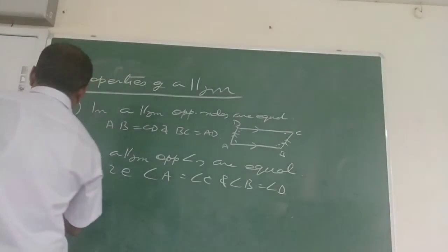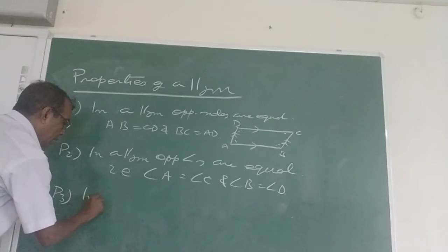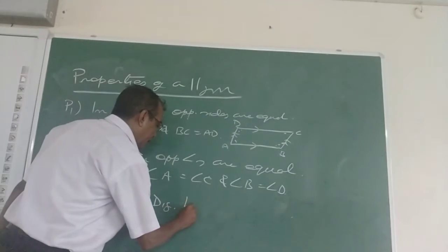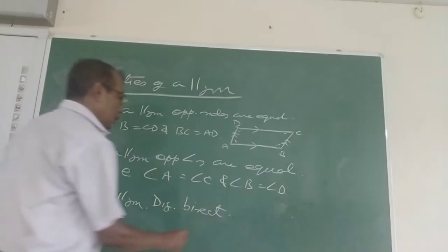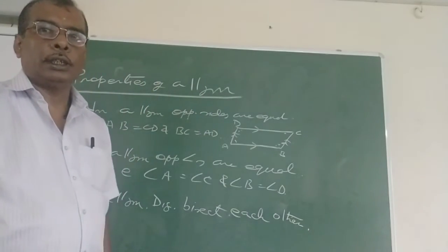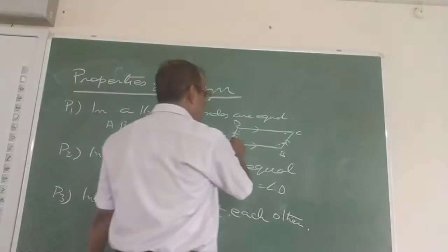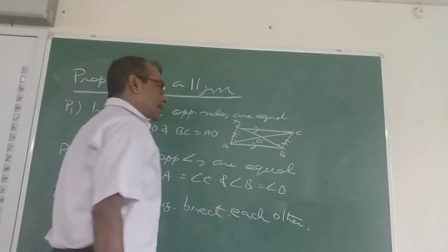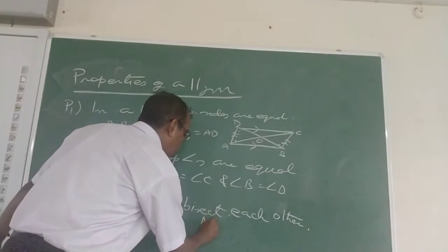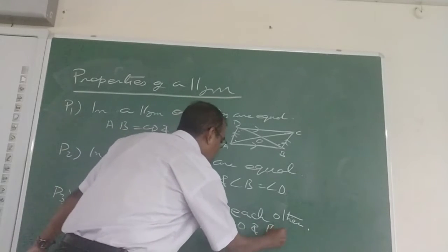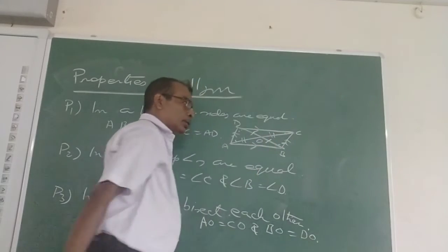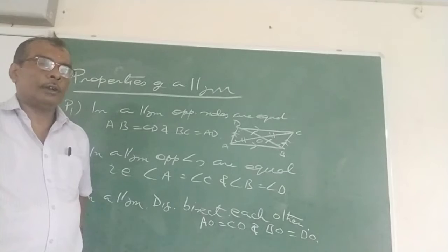Now property number 3. In a parallelogram, diagonals bisect each other. Suppose this is a parallelogram, definitely it is a parallelogram, in which AC and BD are the diagonals and they intersect at the point O. Then quite naturally you can say that AO will be equal to CO and BO will be equal to DO. So this is actually the properties of a parallelogram.